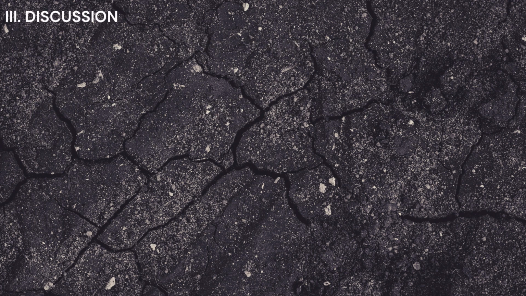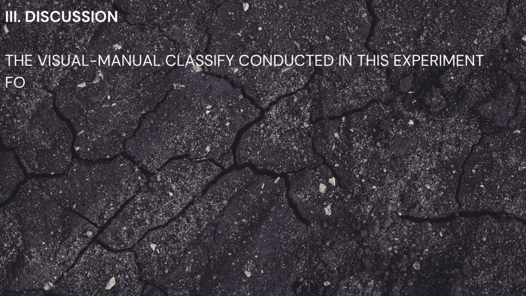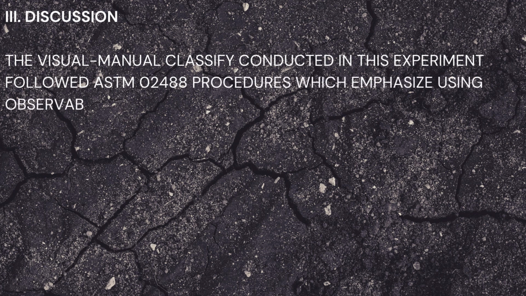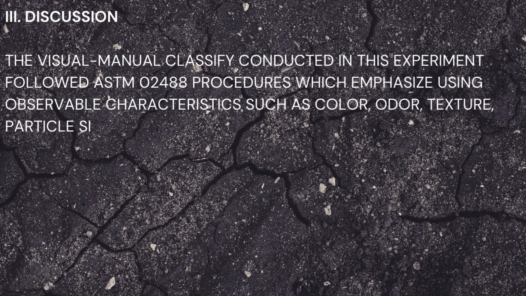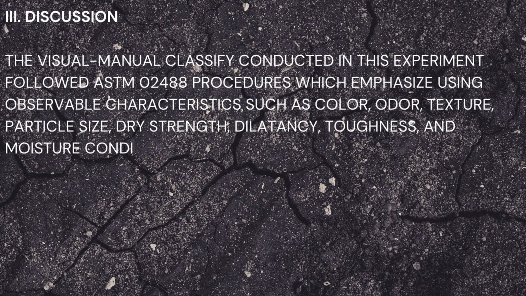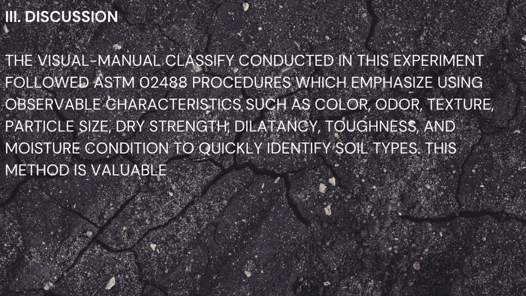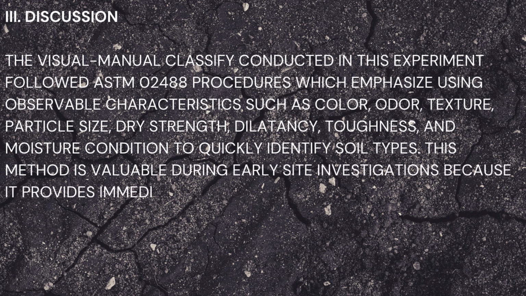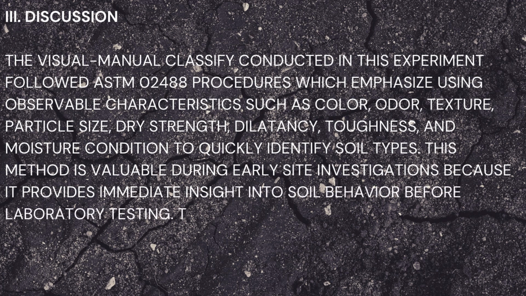The visual-manual classification conducted in this experiment followed ASTM D2488 procedures, which emphasize using observable characteristics such as color, odor, texture, particle size, dry strength, dilatancy, toughness, and moisture condition to quickly identify soil types. This method is valuable during early site investigations because it provides immediate insight into soil behavior before laboratory testing.